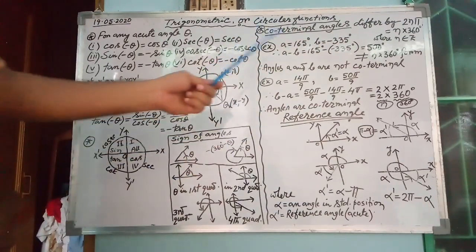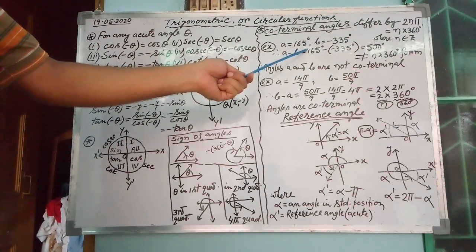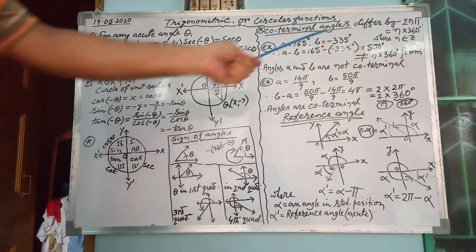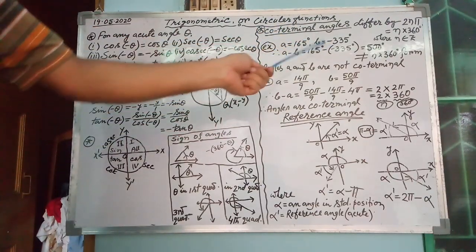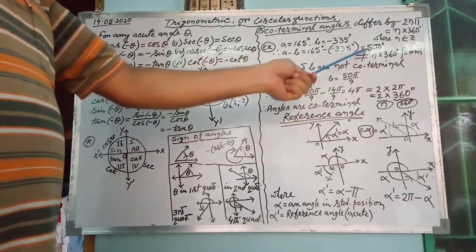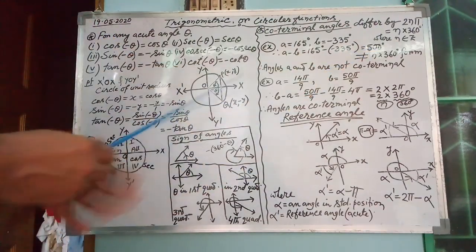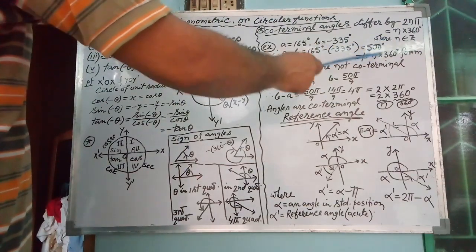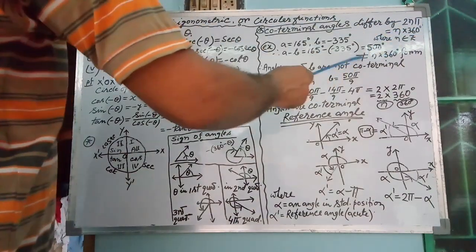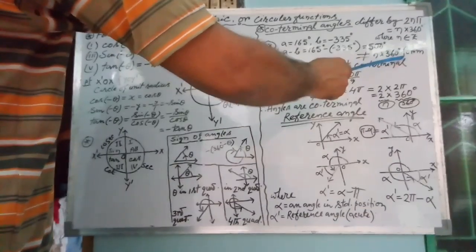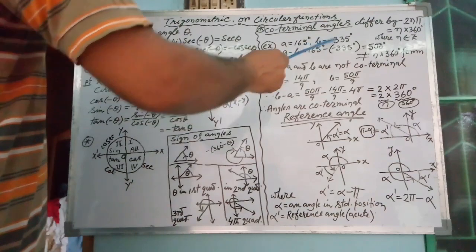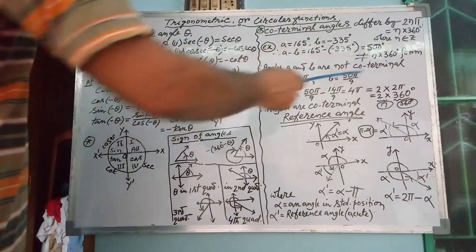Let us take an example. Suppose A equals 165 degrees and B equals minus 335 degrees. Then what is the difference between these two angles? A minus B will be 165 degrees minus of minus 335 degrees. By simplifying, we get 500 degrees, which is not a multiple of 360. So it is not in the form of 2n pi or n into 2 pi or n into 360. So these angles A and B are not coterminal.